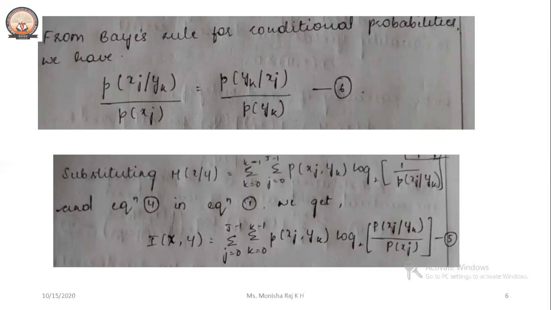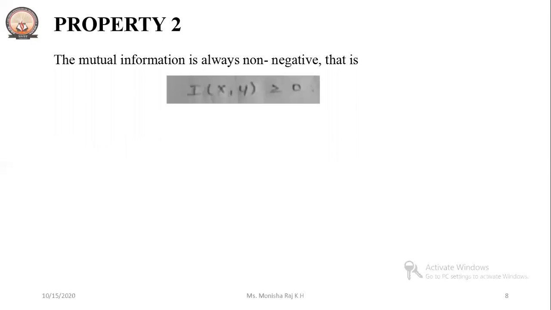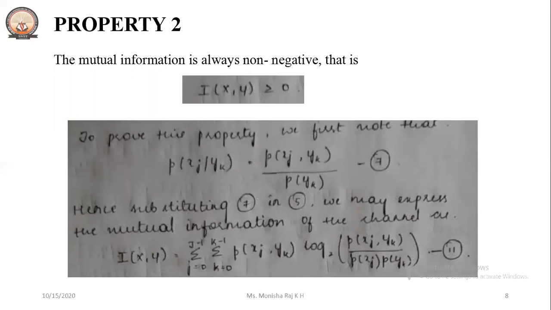Substituting in this equation, we get the equation for mutual information: I(X;Y) = summation j = 0 to J-1, summation k = 0 to K-1, p(xj, yk) log of p(xj, yk) by p(xj) into p(yk).